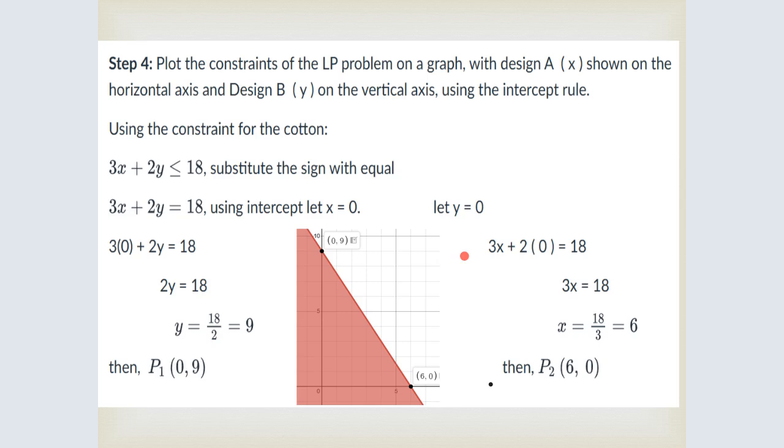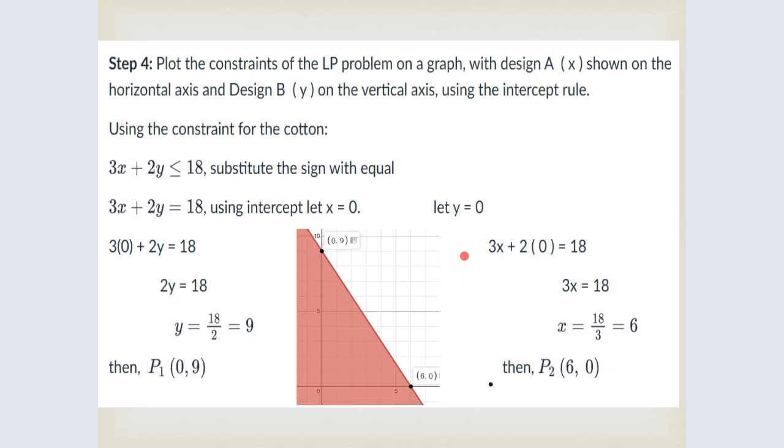So for our step 4, how are we going to solve for that? We have to plot the constraints of the LP problem on a graph with design A, x, shown on the horizontal axis and design B, y, on the vertical axis using the intercept rule. So using the first constraint, 3x plus 2y is less than or equal to 18, we're going to replace the less than or equal to with equal only. So we have now 3x plus 2y is equal to 18.